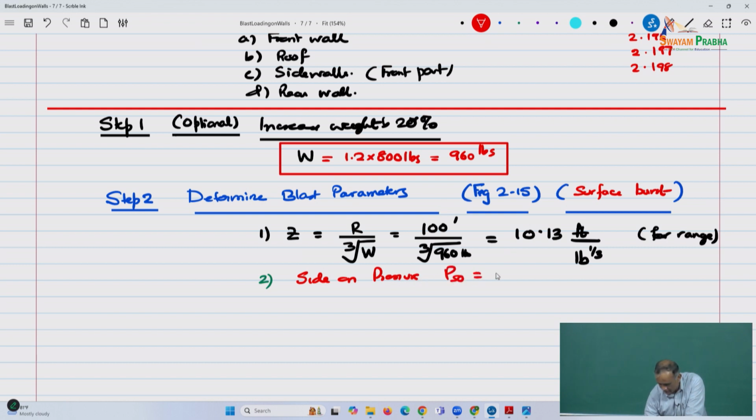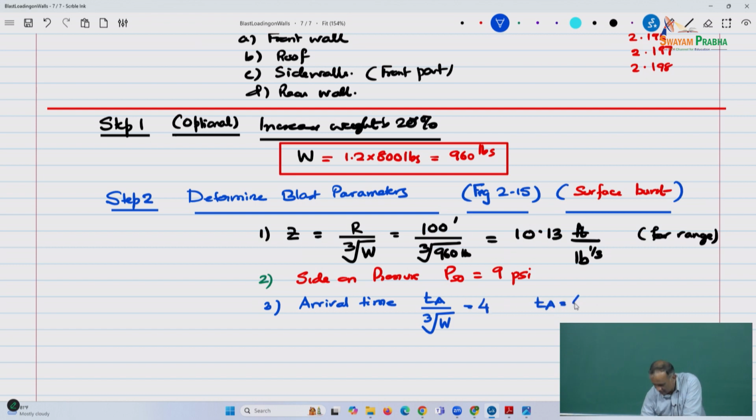But so the side-on pressure, P_so, if you have any questions, please ask. But I'm going to just write all the values for it. The third thing is your arrival time, these are taken from the graph. So arrival time over cube root of W is 4. So this gives me arrival time of 4 multiplied by cube root of 960, which is, now this number is in milliseconds, 395 milliseconds. Fourth one is the blast. Let's put this as one word.